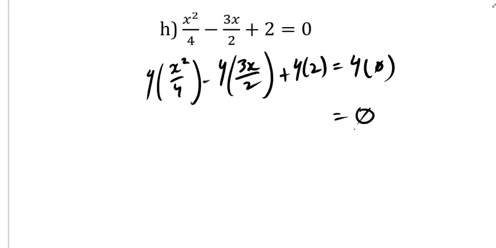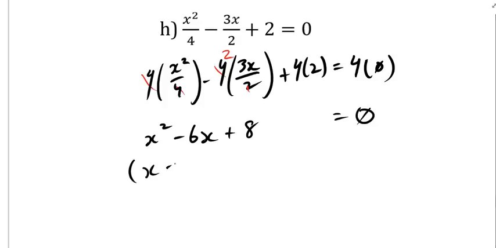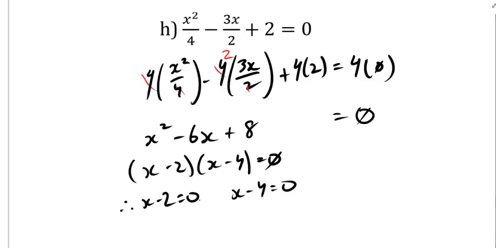Wait till we're done. Okay. So how does this work? 4 divided by 4 is 1. 4 divided by 2 is 2. So this is x squared minus 2 times 3 is 6x plus 8 equals 0. Common factor x minus 2, x minus 4 equals 0. Therefore, x minus 2 equals 0. x minus 4 equals 0. x is 2, x is 4.